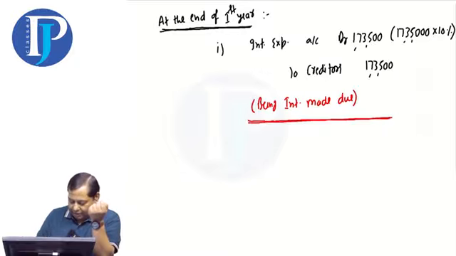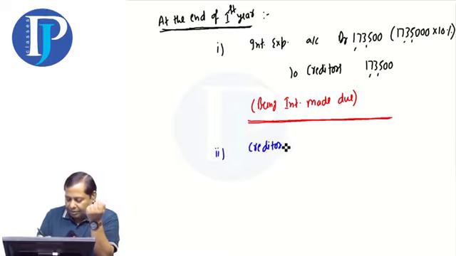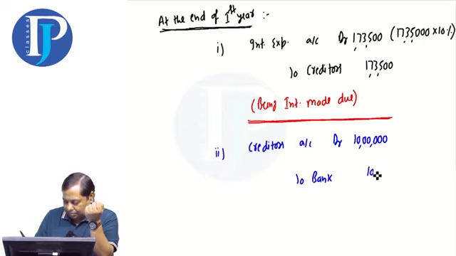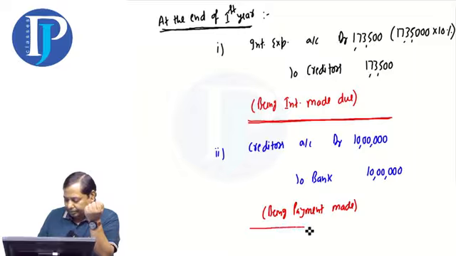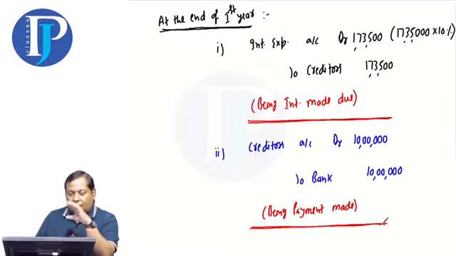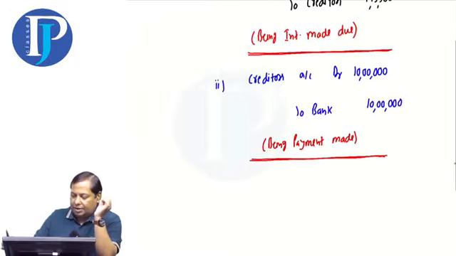Second entry will be: Creditors account debit. How much is the first payment? 10 lakh rupees to bank. And being payment made. That is the accounting of first year.